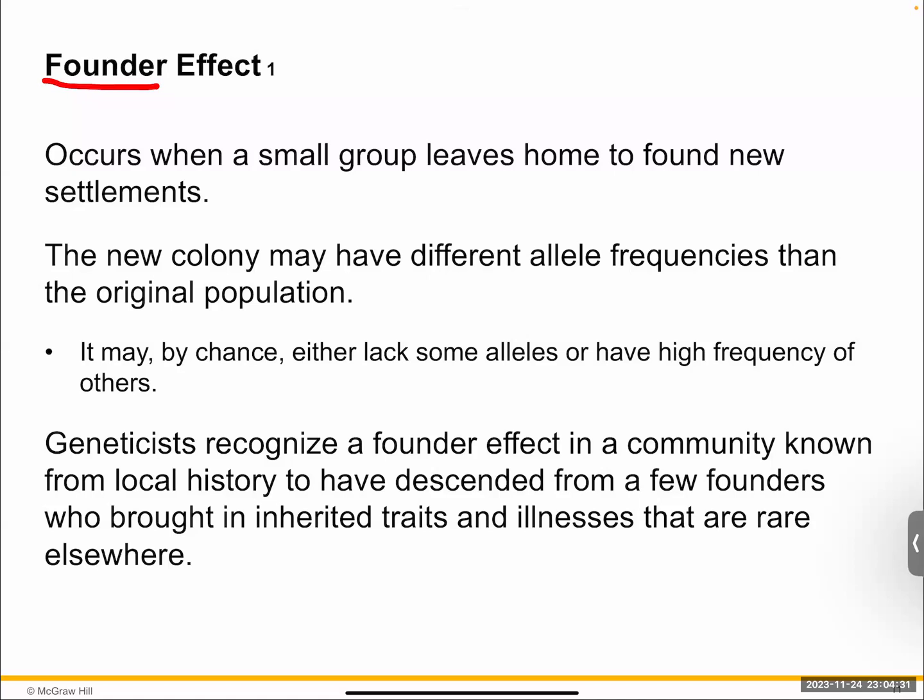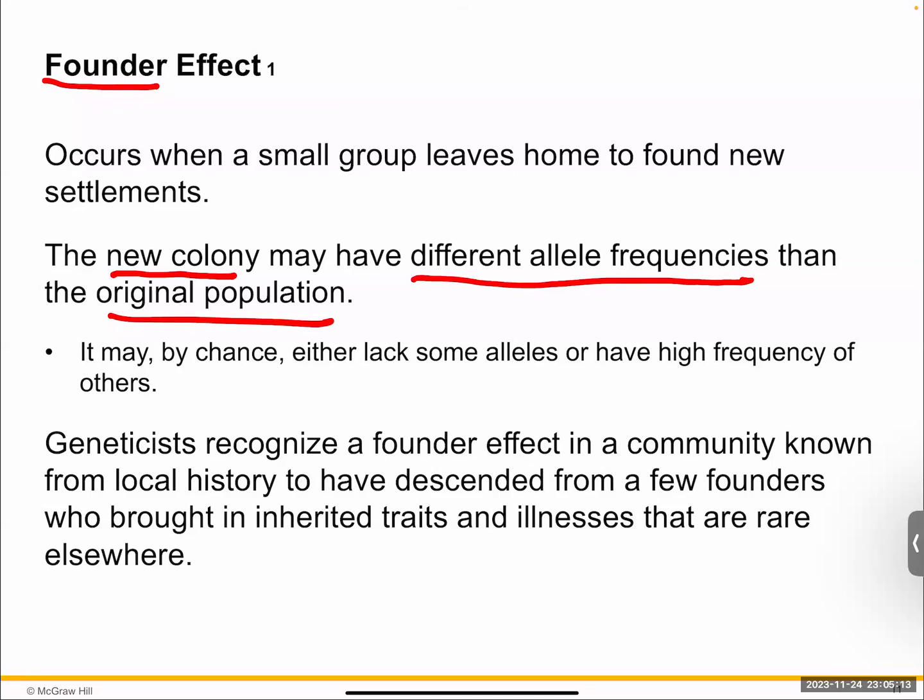So the new colony that is coming into that new environment is going to have a very specific allele makeup that might be different from the original population they came from. So for instance, if all of them are of Scottish background, they may have a higher allele frequency depending on the environment, versus if the original colony came from England, they may have different allele frequencies. So whoever comes in will have very specific allele frequencies related to their origins, the original population they came from.